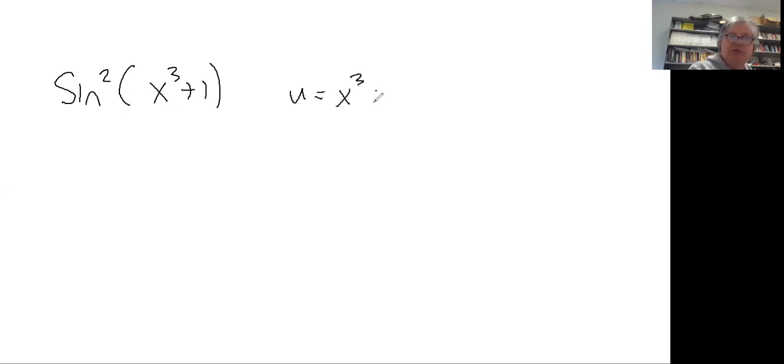Next one was sine squared of x cubed plus 1. And this is a bit of a sneaky one because it's kind of like 3 links in a chain, right? So we want to have u equals x cubed plus 1. Then maybe v equals sine of u. And then finally, we could have f equal to v squared. And again, we just multiply all the derivatives together.